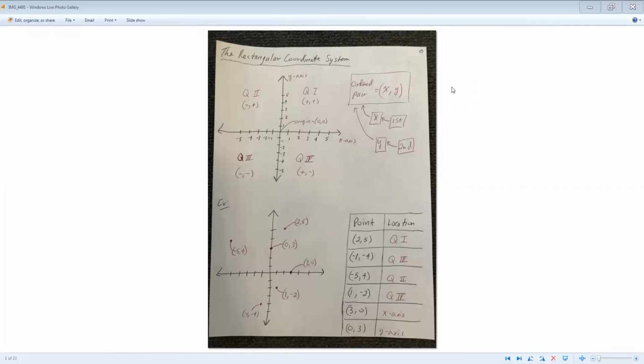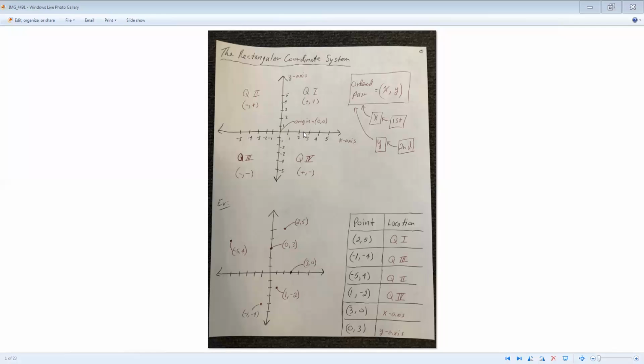This video is on a rectangular coordinate system and graphing. So notice that our rectangular coordinate system is split up by two axes: our horizontal axis, which is our x-axis, and our y-axis, which is our vertical axis. It gives us four quadrants: quadrant 1, quadrant 2, quadrant 3, and quadrant 4. Where they intersect is your origin. The coordinates of your origin is 0, 0.